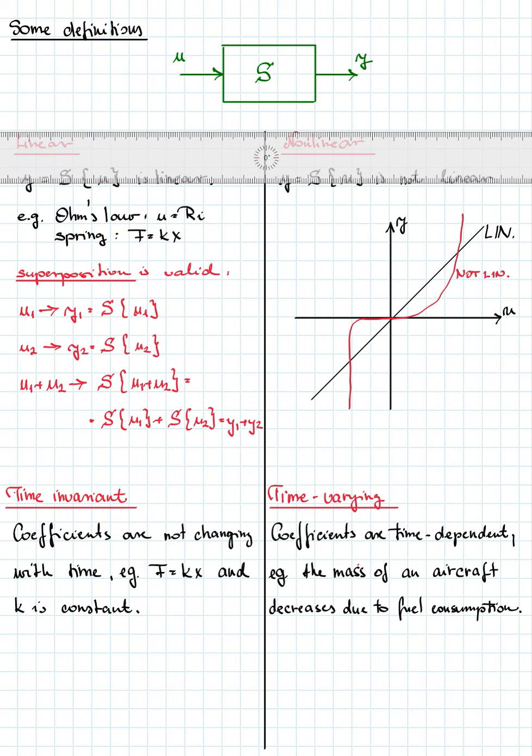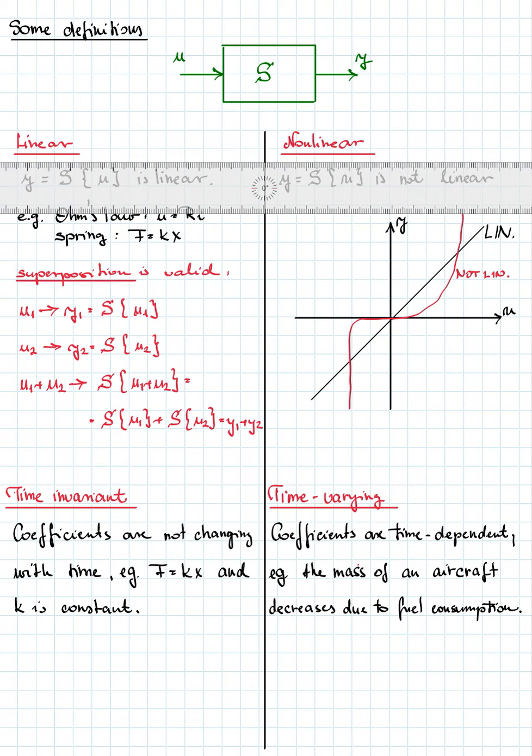This S is an operator. What is the operator? Operator is the input-output relationship. Now, S is a differential equation in this case. This S, I mean the system, can be linear or non-linear.